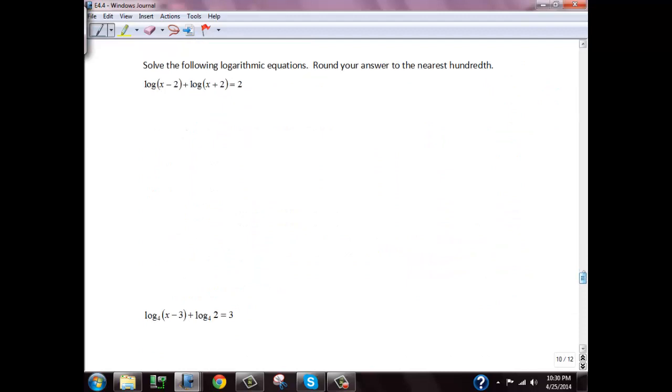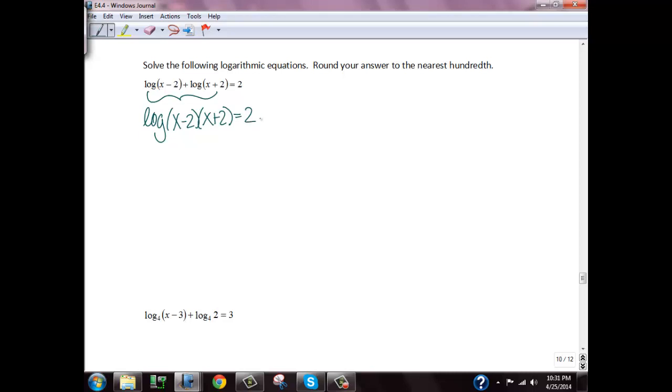All right. So the last one we need to go over is the kind where we don't have logs on both sides. So on all those other ones, every single term had a log. If we're solving one that has one term that doesn't have a log, we still work it the same way. We still need to condense so that we have just one log term. So starting off with that idea here, I want to go ahead and condense these two terms. I have an addition which condenses into multiplication. So this would give me log of x minus 2 times x plus 2 equals 2.